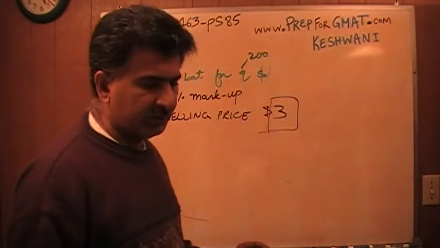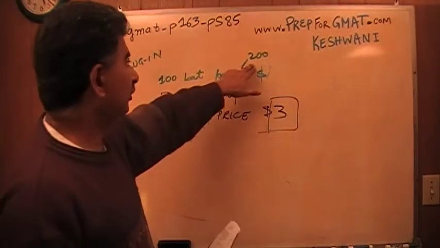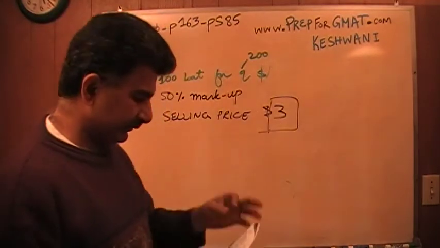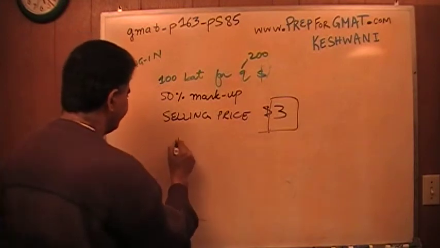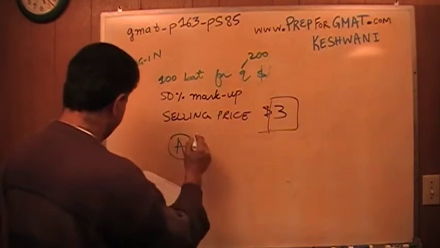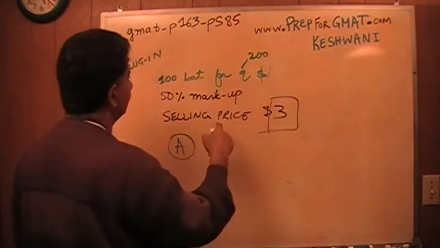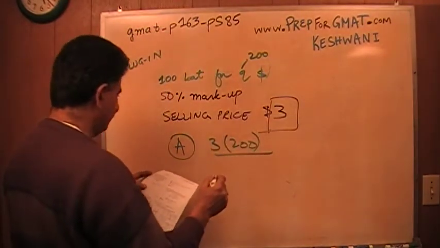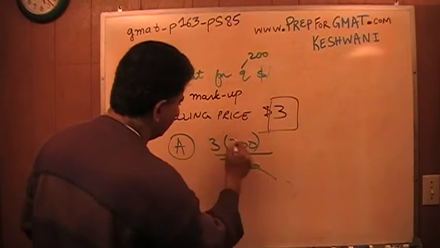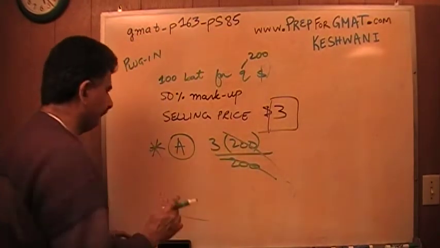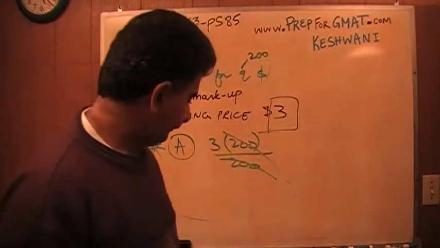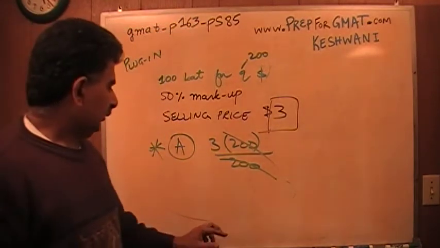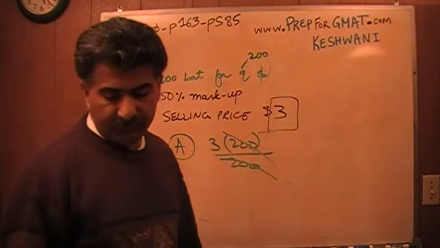Wherever I see a variable Q, I replace it with 200 until I stumble upon something that gives me 3. That's it. Let's look at A. A says 3 times Q, which was 200, over, what do you know? Over 200. That's it, we're done. The answer is A. We got lucky. That's all it was. That's how simple it is.